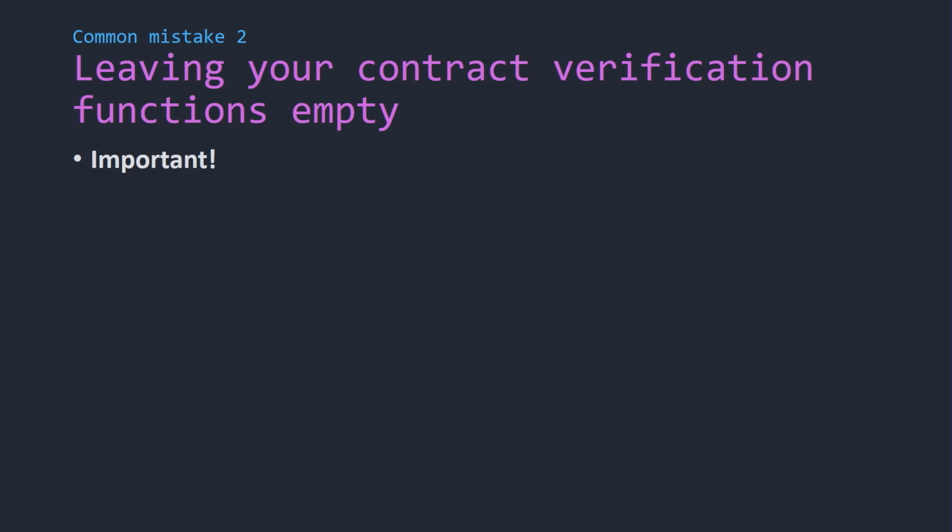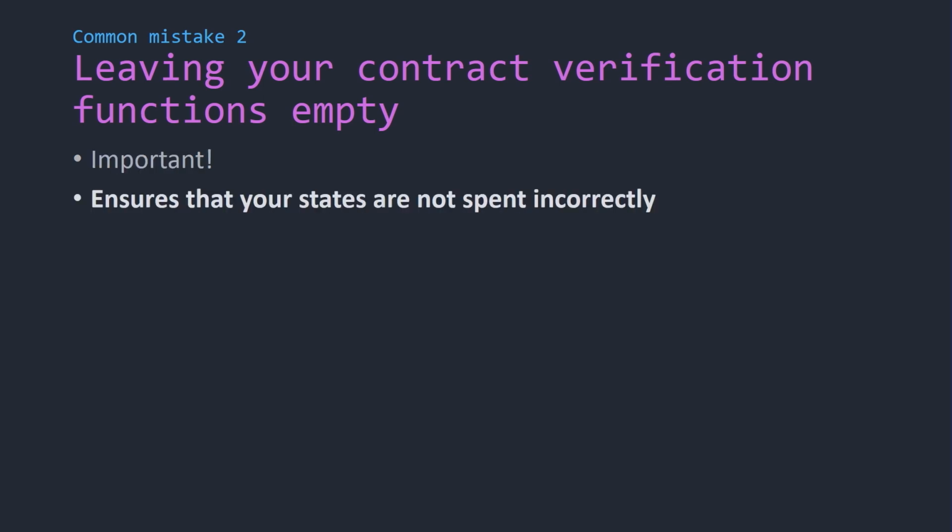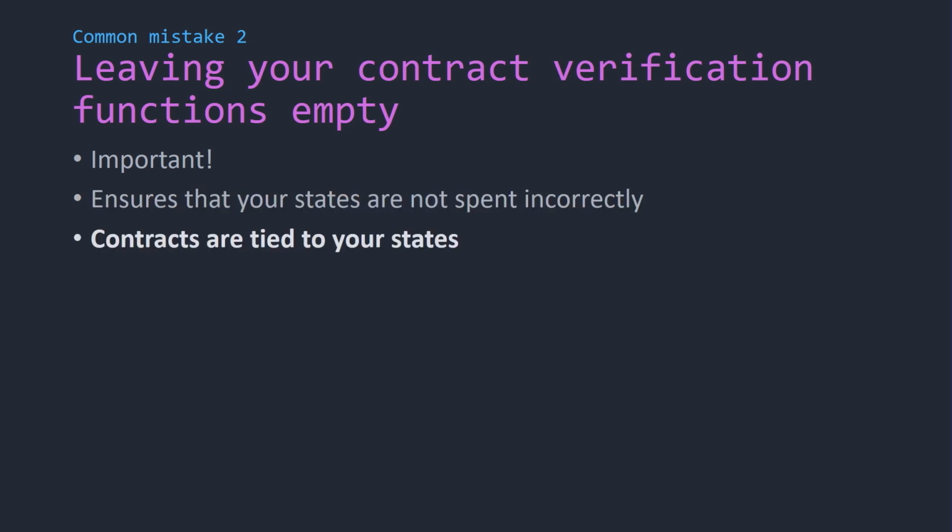So we have our second common mistake, which is leaving your contract verification functions empty. Contract verification is very important to prevent the situation we have just looked at. It's there to prevent your states from being spent incorrectly. The importance of contract verification is highlighted by how useful it is. So a contract is tied to a state, and any time a transaction is validated, its rules will be run against the contents of that transaction. This means that no matter where a state is used, there are a set of rules that always hold and cannot break.